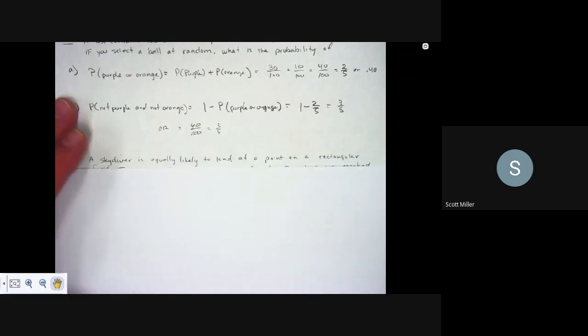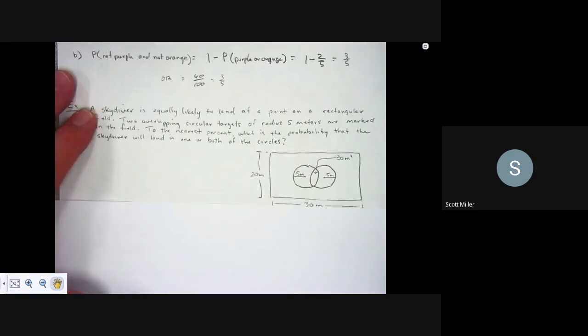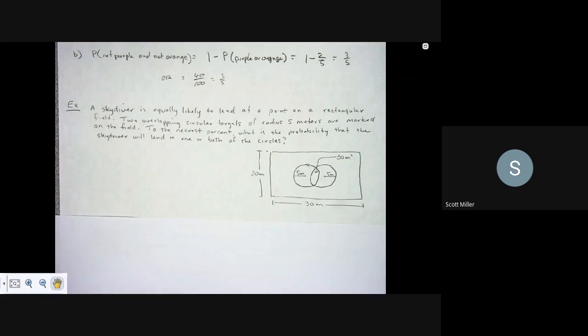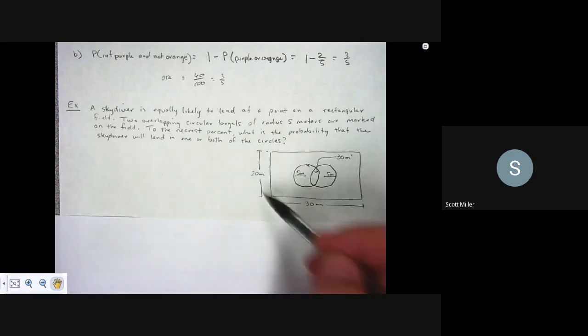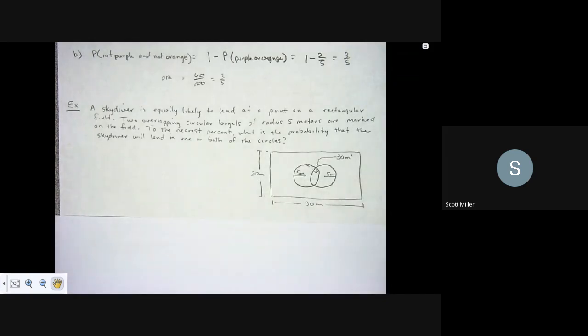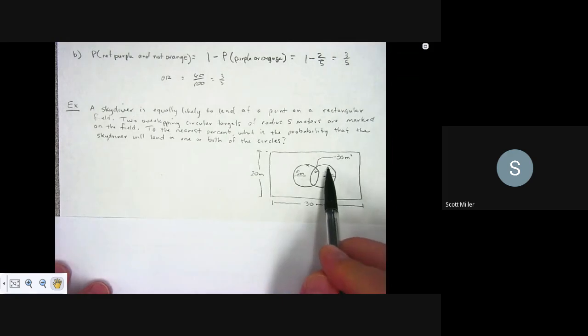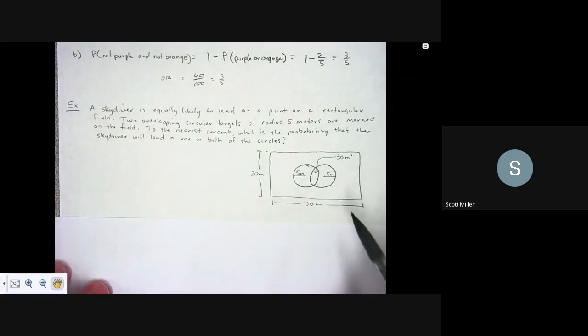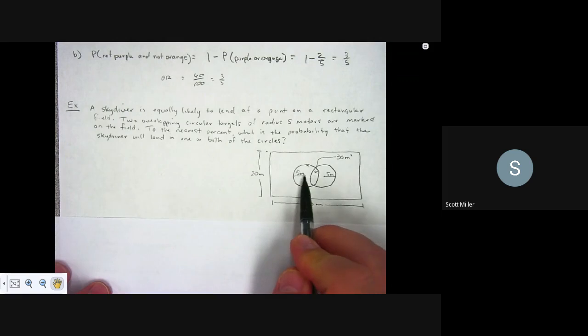Here's another example. So we have a skydiver. He's equally likely to land at some point in this rectangle. There are 2 overlapping circular targets of radius 5 meters on the field. To the nearest percent, what is the probability that the skydiver will land in one or both of the circles? So basically, I want to know the probability that it's going to land here in these circles. If it lands here, then it's in both, or here, it's in either one.